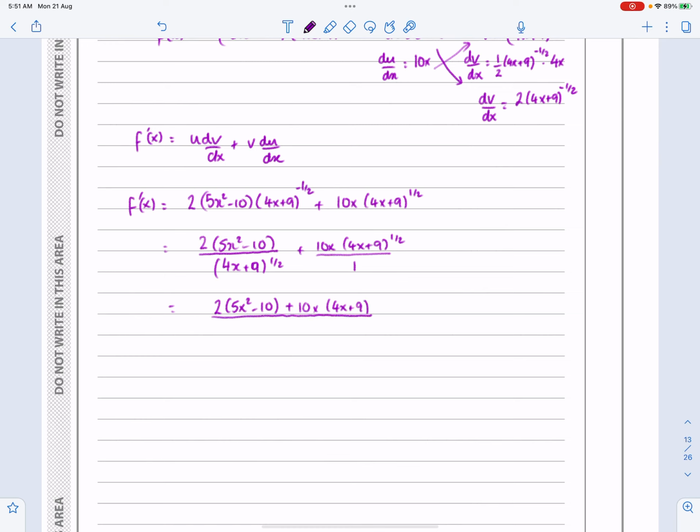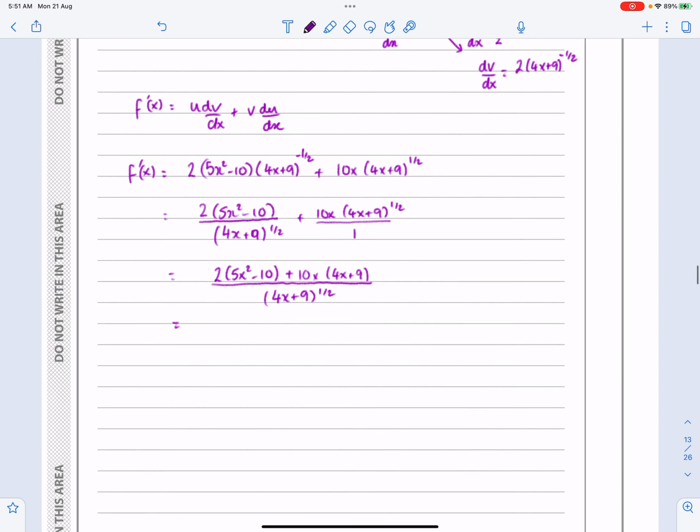All over the bottom two times together, which is going to give us our 4x plus 9 to the half again. If you go back and check what we're trying to do, it does have 4x plus 9 to the half on the bottom. So we're well on the way. Just tidying up this top.